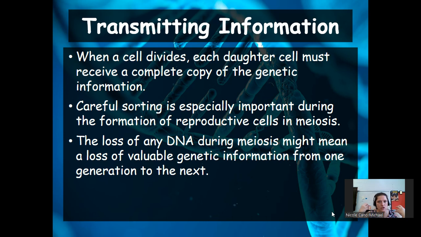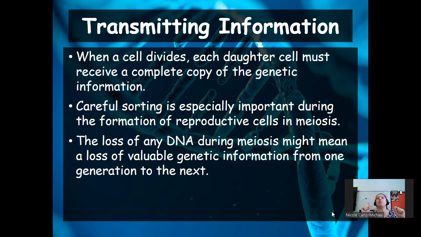Job number three, transmitting your information. So when a cell divides, each daughter cell must receive a complete copy of the genetic information. That is if we're going through mitosis and we are doing growth and repair. However, let's not forget about meiosis, right? That makes the gametes, it makes the sex cells.